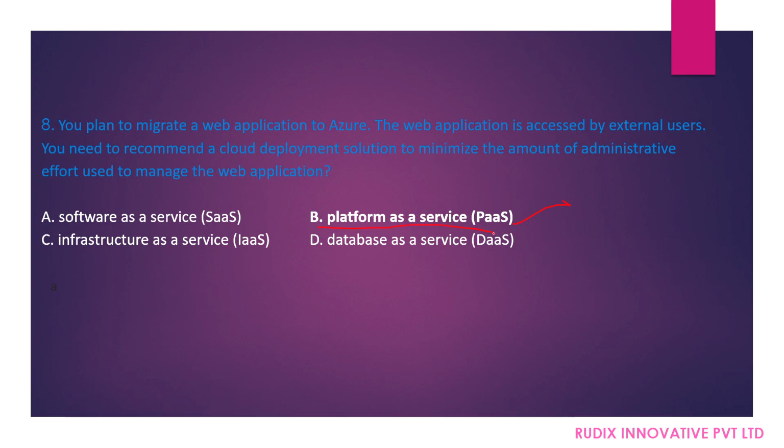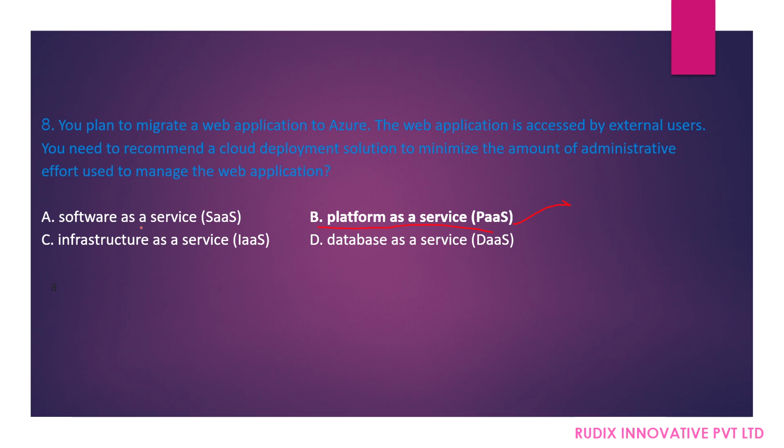Why? Platform as a service is a cloud-based platform with the necessary infrastructure and middleware components to develop, run and manage applications. With platform as a service, the cloud provider manages the underlying infrastructure such as servers, storage and network, while the user focuses on deploying and managing the applications themselves. It reduces the administrative effort required to manage the web application compared to infrastructure as a service or an on-premises solution.